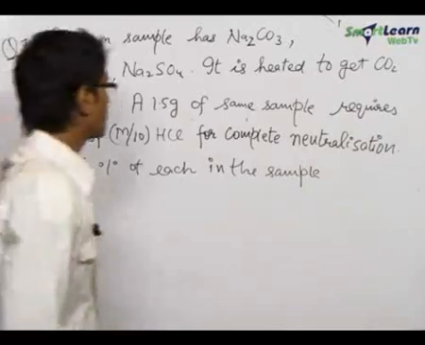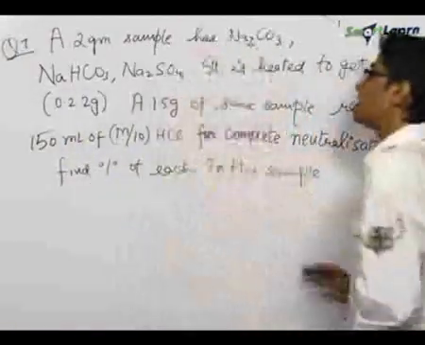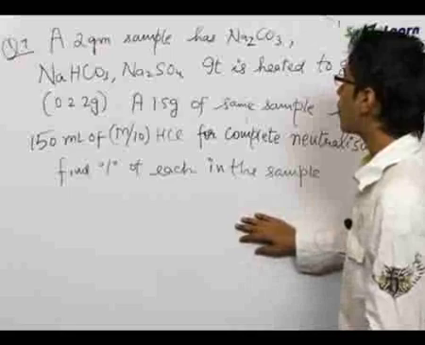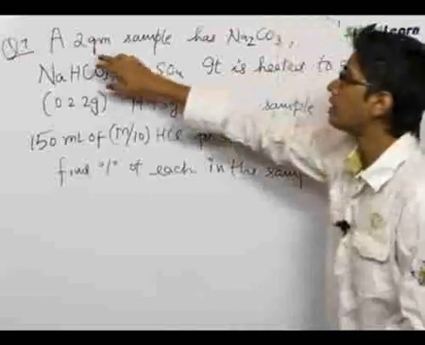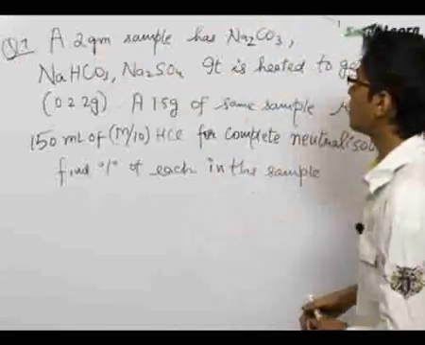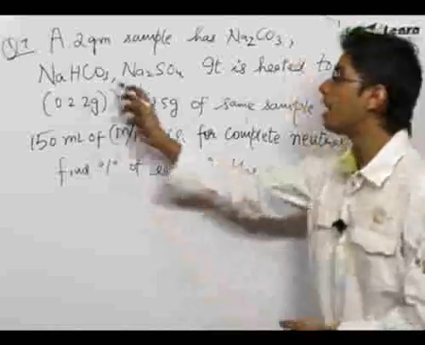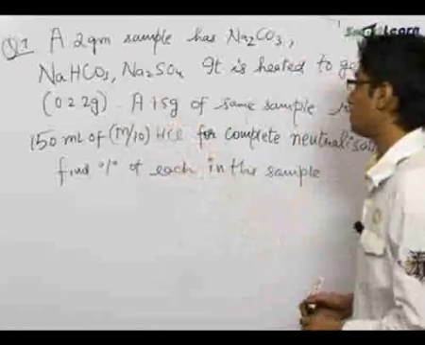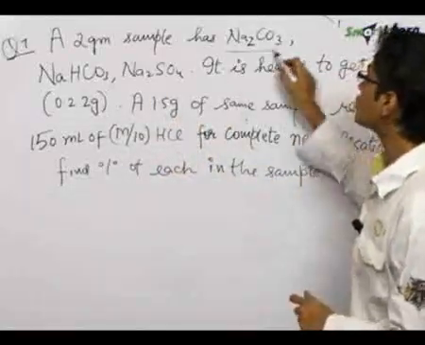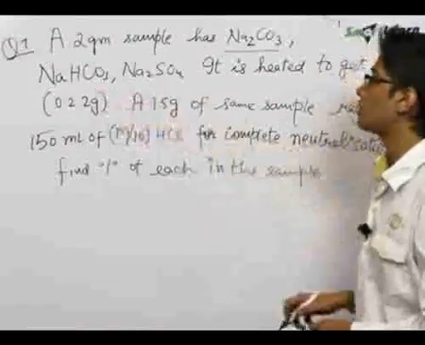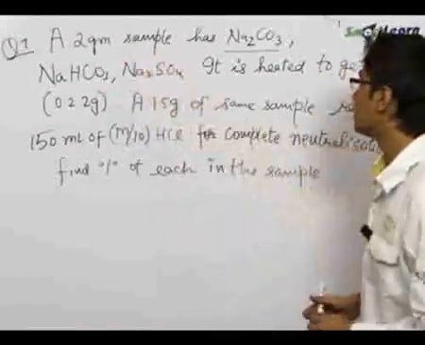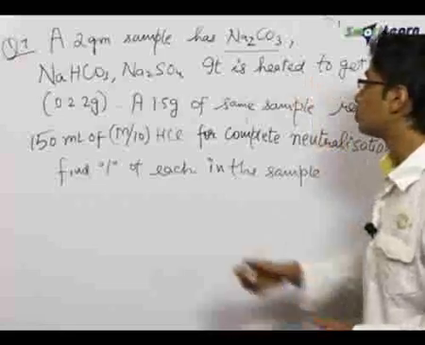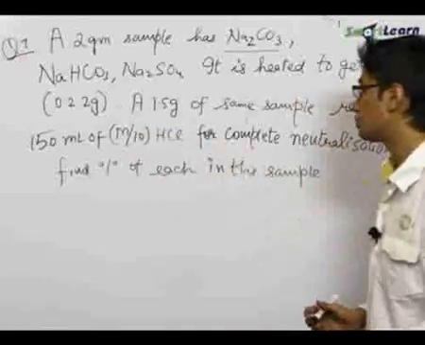Now the next problem is also an easy problem but a highly conceptual problem. We are given a 2 gram sample having sodium carbonate, sodium bicarbonate and sodium sulfate. We don't know the weights of Na2CO3, NaHCO3 and Na2SO4 present in the 2 gram sample. This sample is heated to get 0.22 grams of CO2.